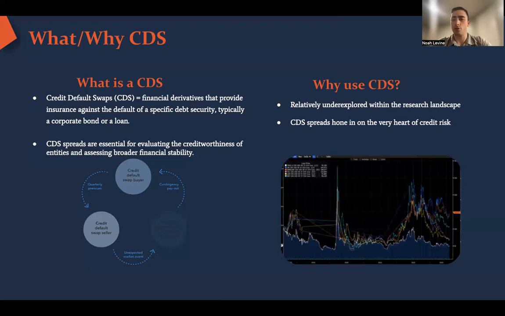And the reason I chose to use them is because with equities, there's been a decent amount of work done, especially when it comes to earnings call transcripts and natural language processing. But not much has come out yet about how the language in earnings calls can actually affect the underlying risk of the company, and therefore the CDS spread.